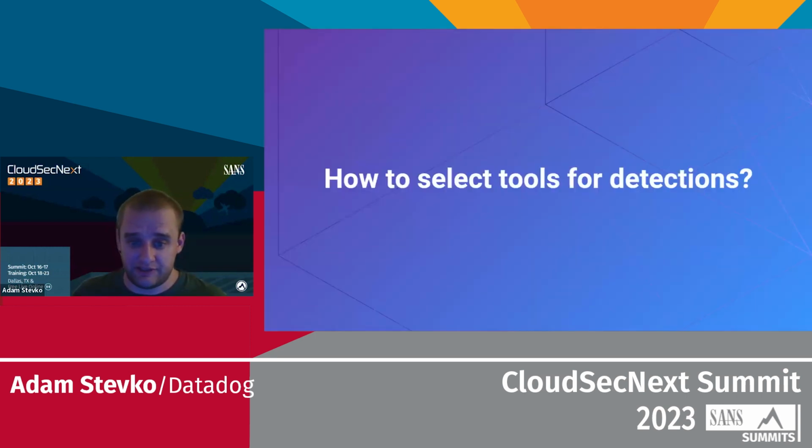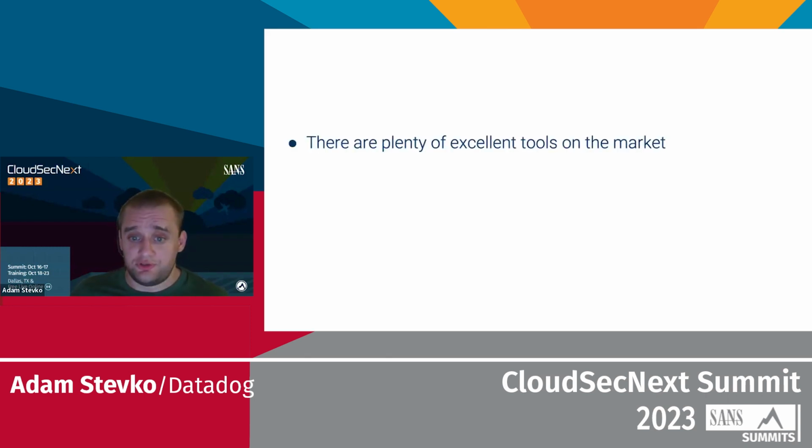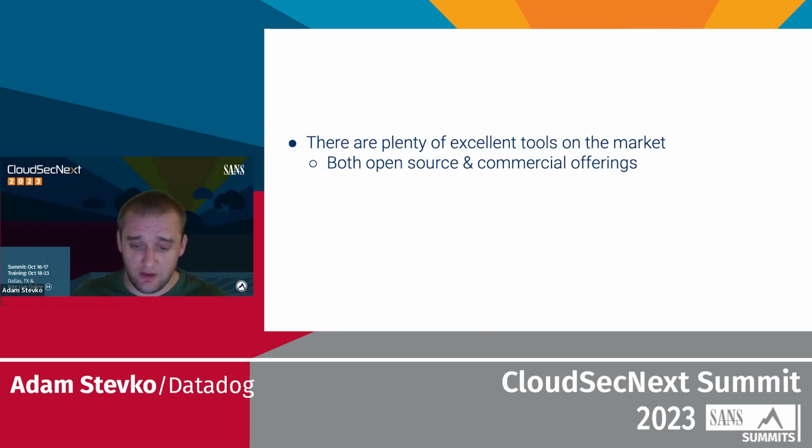So how do we select tools for detections? The good news is that the market is quite mature and there are plenty of excellent tools on the market. They are both in open source and commercial offerings. They differ in capabilities or mechanisms of how they scan, and extensibility. Some let you write custom rules, others do a correlation between the finding and the code repository, so it's easier to locate it within the source code.